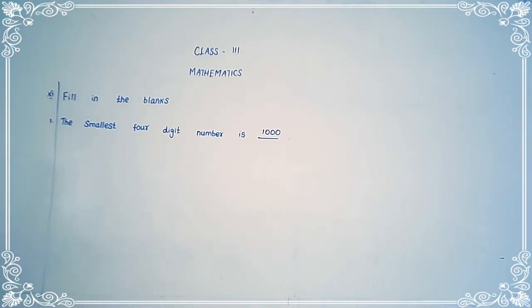Then the greatest 2-digit number is 99. Yes or no, ma? Yes. Okay. The greatest 3-digit number is 999. Yes or no, ma? The greatest 4-digit number is 9999. Now, the first fill in the blank is: the smallest 4-digit number is 1000.